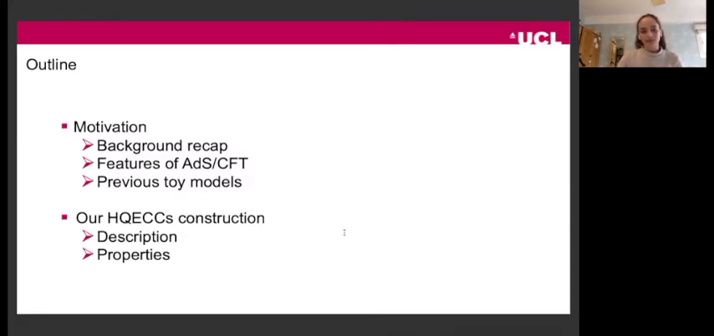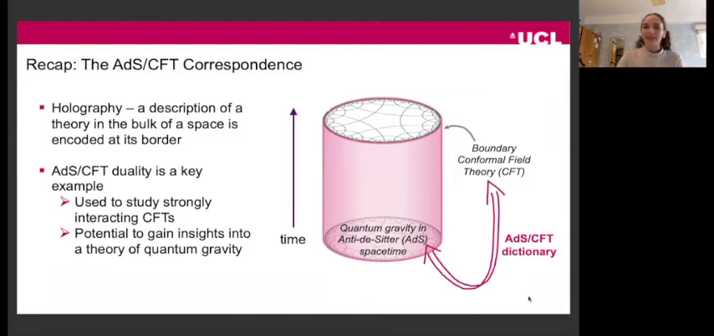So, a very quick recap of AdS/CFT, the holographic principle: this idea that the description of a gravitational theory in the bulk of a space can be encoded at its border, using this sort of picture where we've got some quantum gravity in anti-de Sitter bulk spacetime, and on the boundary we've got a conformal field theory with some AdS/CFT dictionary that takes us between the two theories. And again, if we've got a 2D bulk and a 1D boundary, we can think of this sort of cylindrical picture with time going up the z-axis.